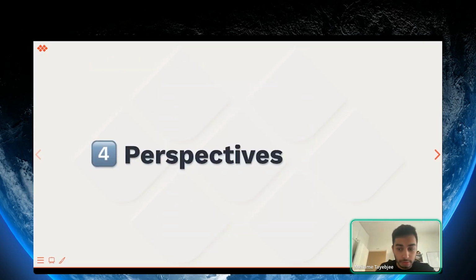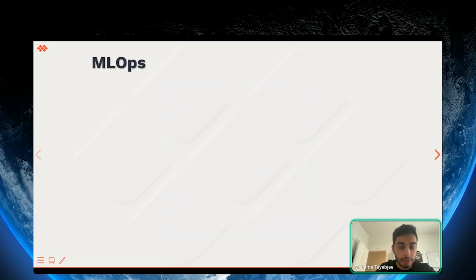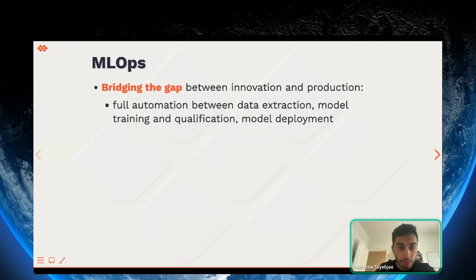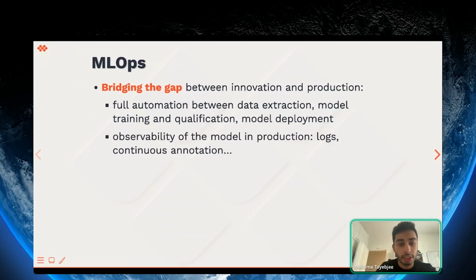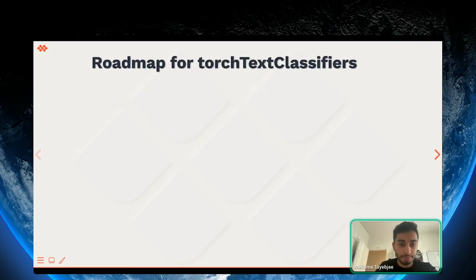And so, to end up with the perspectives. In terms of MLOps, we really want to keep bridging the gap between innovation and production. As we said, some of the steps are not automated yet, if you remember the plot at the beginning. So we really want to achieve full automation, the eternal knot of MLOps, the ideal pipeline in a sense. And the observability of the model, for instance, is highly critical.